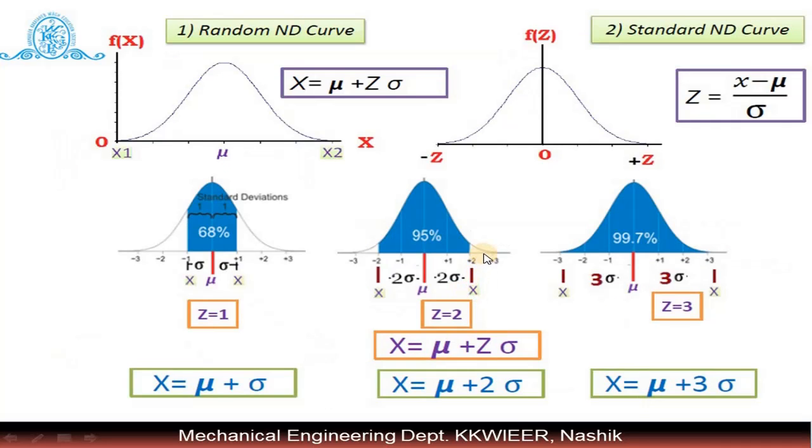What I was trying to tell you is that for the random normal distribution we have mu, and the classification on both sides has values other than 0. So x will be equal to mu plus sigma, mu plus 2 sigma, or mu plus 3 sigma. This is about the x factor which we have to calculate. And when we move on to the standard normal distribution, we have z equal to x minus mu upon sigma.